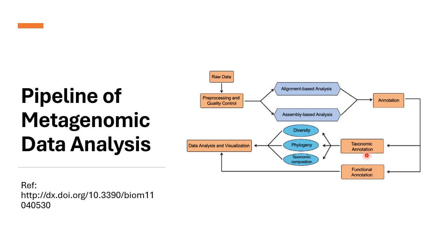Taxonomic annotation typically means identifying the species or taxa present in the genomic sequencing, and functional annotation refers to assigning biological function to genes or pathways within the microbial communities. And this goes to the downstream analysis, which is divided into diversity, phylogeny, and taxonomic composition. And the last step is data analysis and visualization, which integrates and visualizes all results, providing insights into the community composition, diversity, and functional potential.